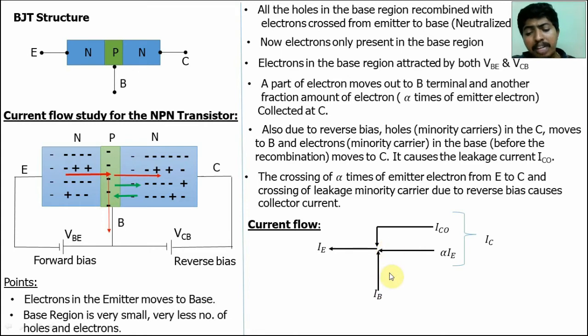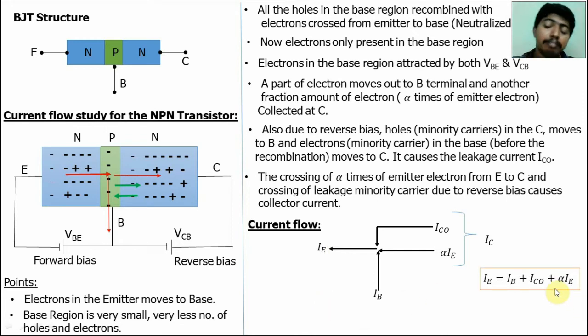Apply Kirchhoff's current law in the junction. Sum of incoming current is equal to sum of outgoing current. Here incoming currents IB, alpha IE and IC0 are all incoming currents. IE is the outgoing current. So we will get IE is equal to IB plus IC0 plus alpha IE. This is a current equation considering the reverse saturation current, leakage current. So IC is equal to alpha IE plus IC0. Substitute here, we will get IE is equal to IC plus IB. This is a current equation.